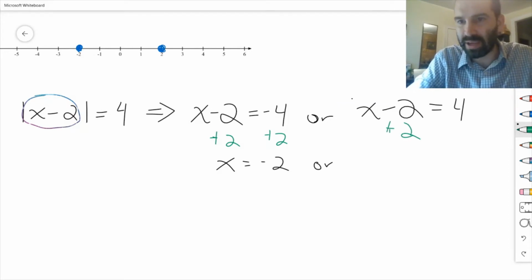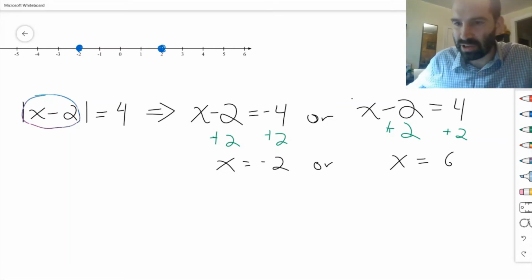Come on, pen. I have to get a new pen. This one's not working so hot. x equals 6. Tell CUNY to give me a raise so I can afford a new pen.